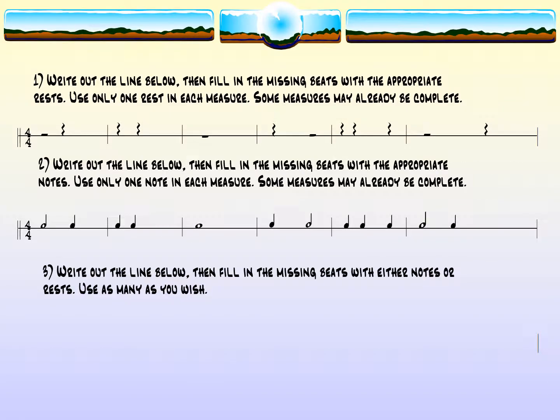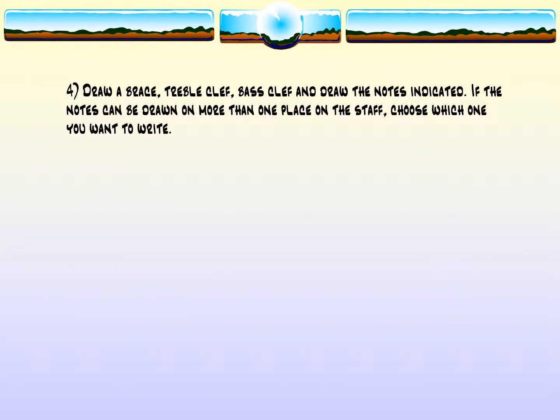Write out the line below, and then fill in the missing beats with either notes or rests. Use as many as you wish. Draw a brace, treble clef and bass clef, the grand staff, and draw the notes indicated. If the notes can be drawn in more than one place on the staff, choose which one you want to write.